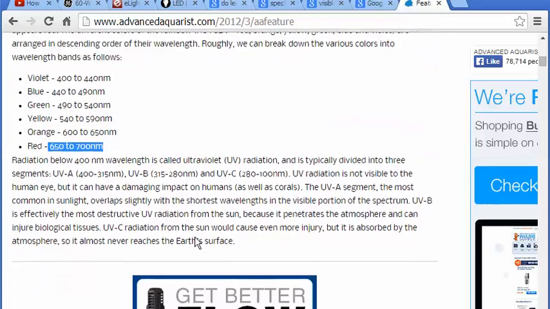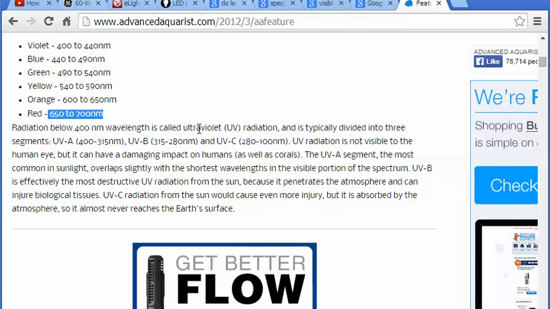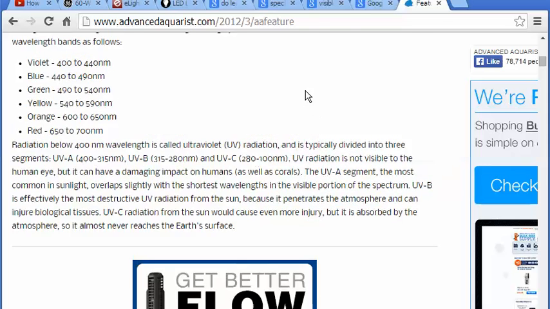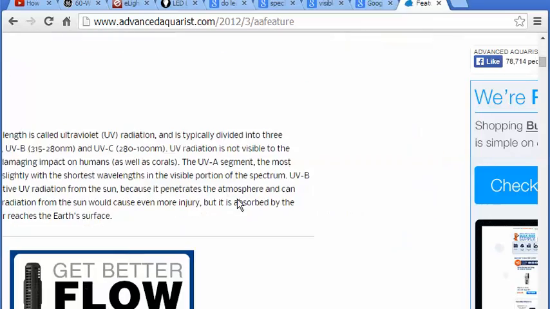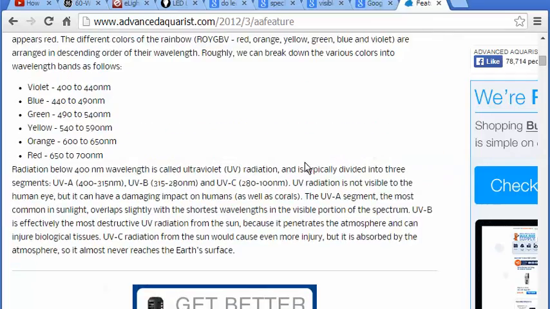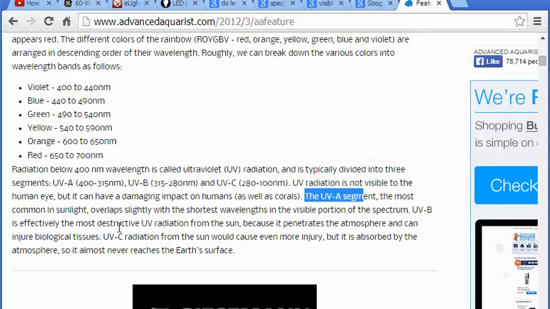Radiation below 400 nanometers wavelength, that to the left over here, is called ultraviolet and is typically divided into three segments: UVA, UVB, and UVC. Ultraviolet radiation is not visible to the human eye, but it can have a damaging impact on humans as well as corals. The ultraviolet A segment is the most common in sunlight. That is the one closest to violet.